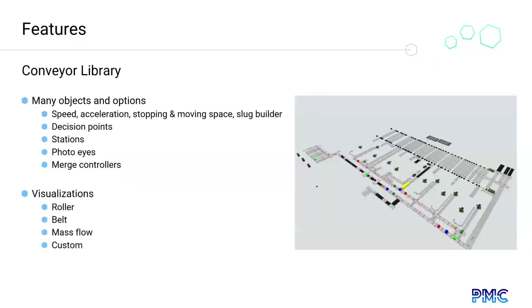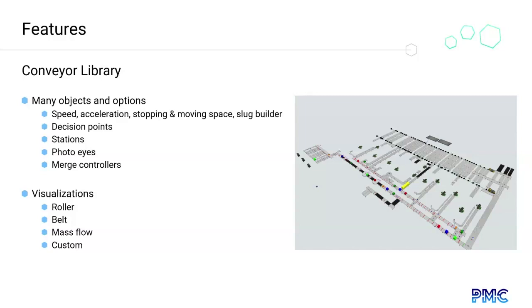This is a library that has many objects and options. We have your kind of standard conveyors. We have mass flow conveyors if you're doing something like a bottling plant, a flow shop kind of operation. There's a number of parameters that we're able to play around with to really mimic the behavior in reality. So we have speed naturally, we have acceleration, stopping and moving space, we have delays if a conveyor has to restart. We're able to build slugs, so release parts in a group rather than just sending everything one by one. We have decision points that we can use for more complex routing decisions, but also to have area restrictions for a bit of traffic management.